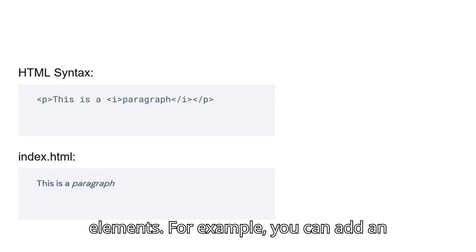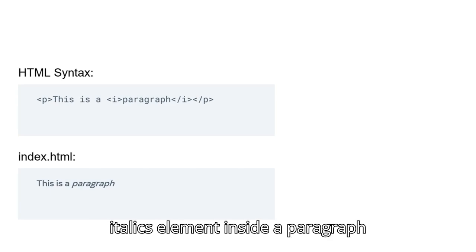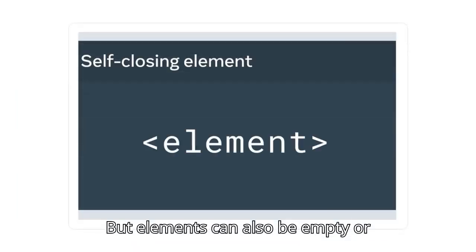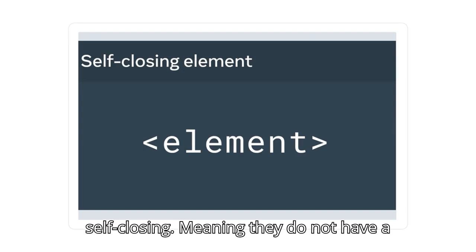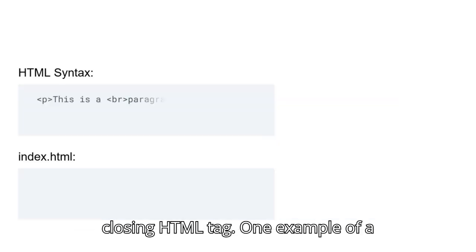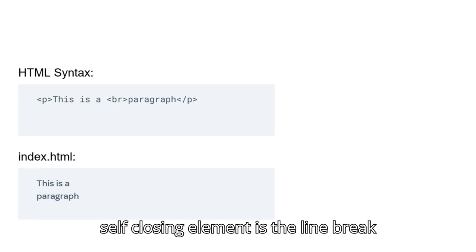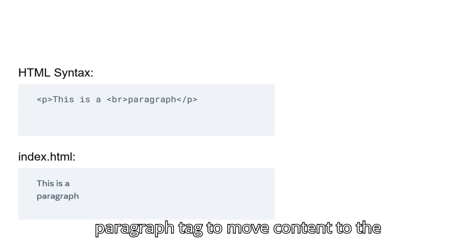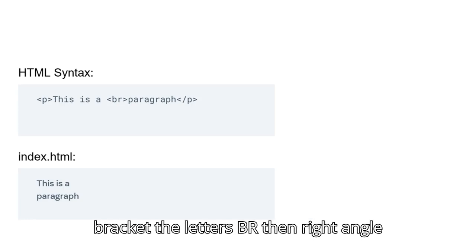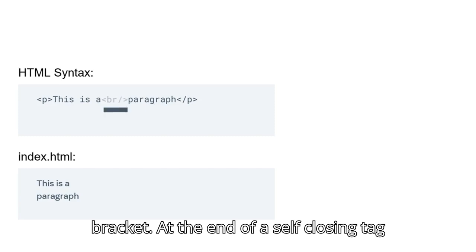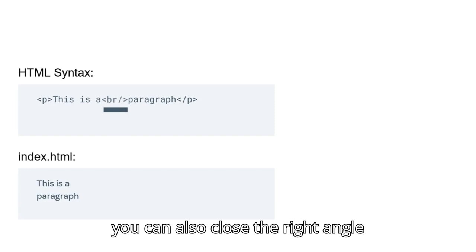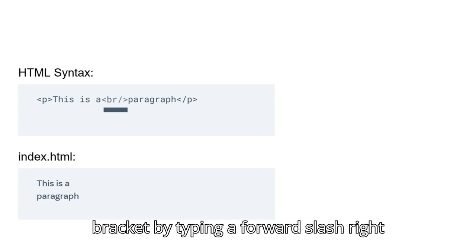For example, you can add an italics element inside a paragraph element to make text appear in italics. But elements can also be empty or self-closing, meaning they do not have a closing HTML tag. One example of a self-closing element is the line break tag. You can add a line break tag in a paragraph tag to move content to the following line by typing left angle bracket, the letters BR, then right angle bracket. At the end of a self-closing tag, you simply add a right angle bracket, but you can also close the right angle bracket by typing a / right before it.